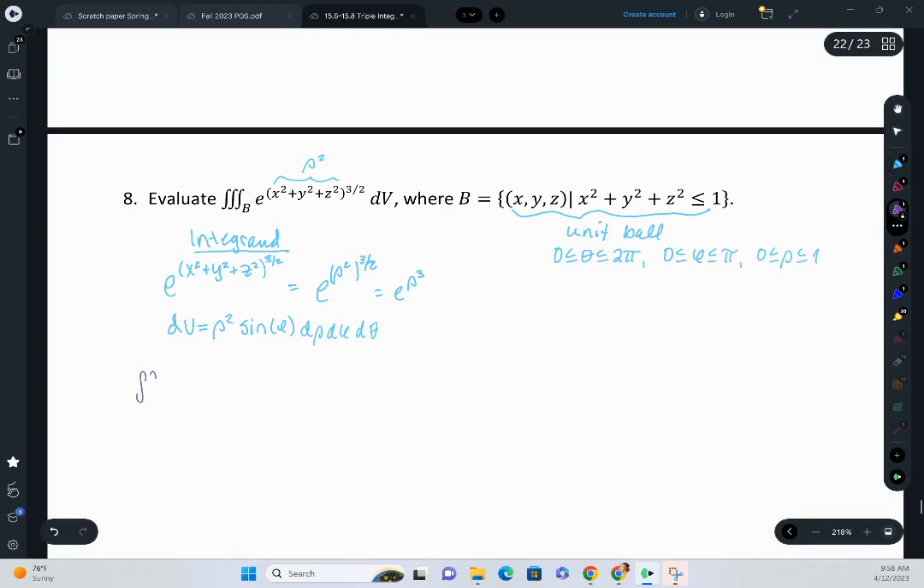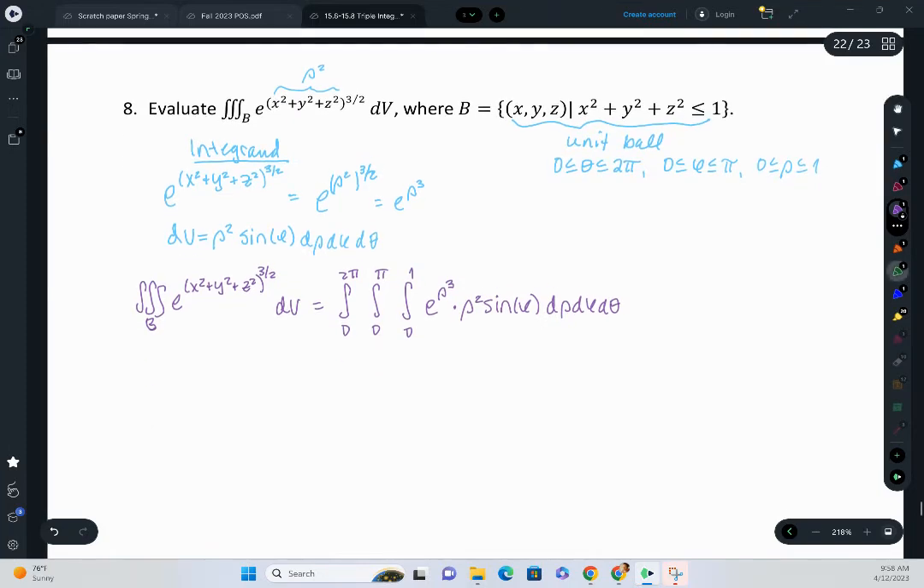All right, let's rewrite this. So we have the triple integral over B of e to the x squared plus y squared plus z squared, all raised to the 3/2 power dv, will equal, the outer integral will be theta, so 0 to 2 pi. The middle integral will be phi, so 0 to pi. The inner integral will be rho, so 0 to 1. Our integrand is e to the rho cubed times the differential, rho squared sine of phi, d rho, d phi, d theta.